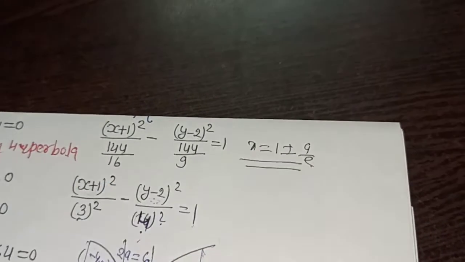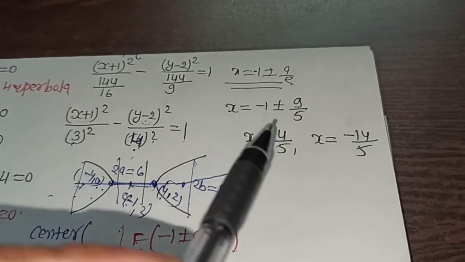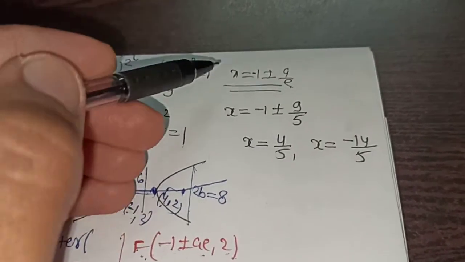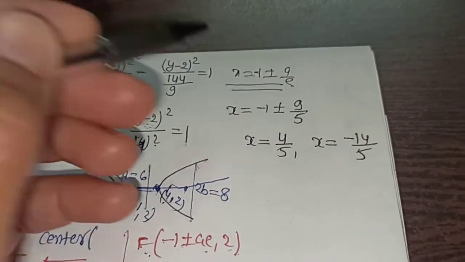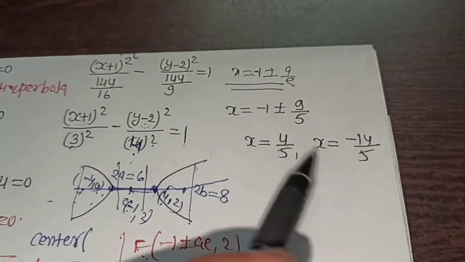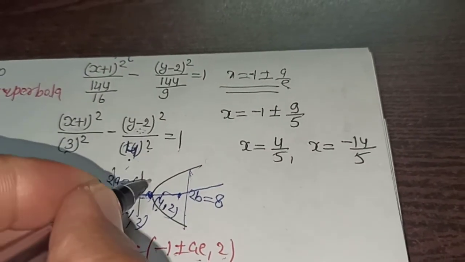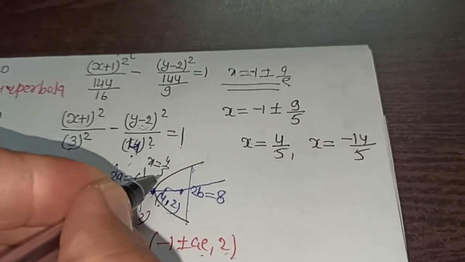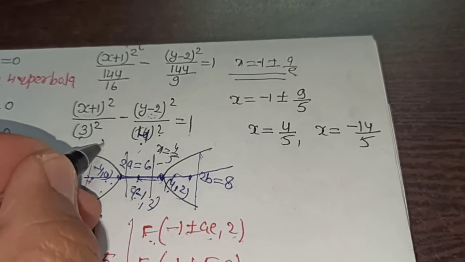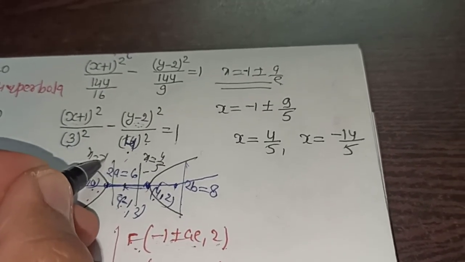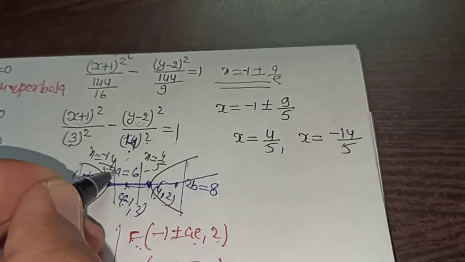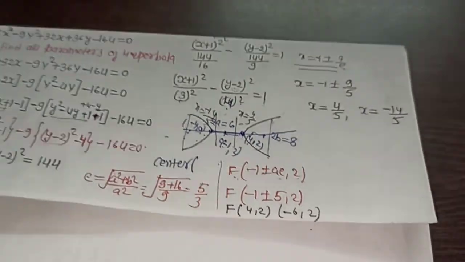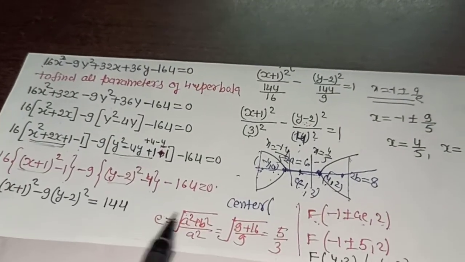So let us find the directrix from here. You can see that when you solve, here I have minus, this is the minus 1. So we will find the directrix equation. The first equation we will consider is x equals to 4 upon 5, and now the other equation is x equals to minus 14 by 5. So you can see that we can easily find all the parameters of this type of equation.